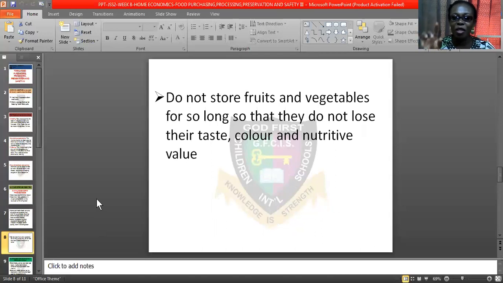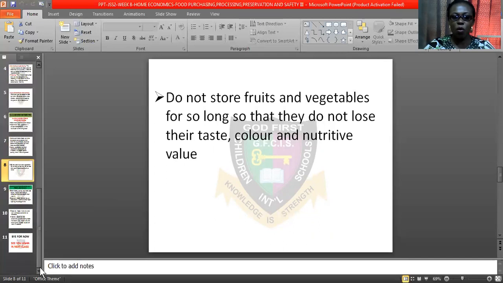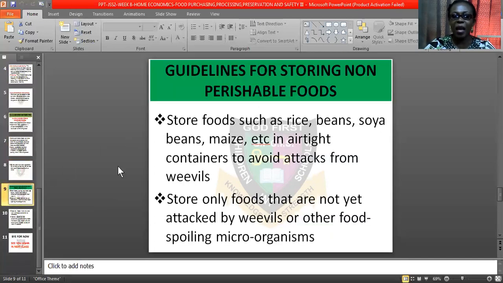Do not store fruits and vegetables for so long, so that they do not lose their taste, color and nutritive value. If you leave fruits or vegetables for like 1 week, I don't know what you are eating again. You are eating rubbish. The highest is 2 days. Are you getting? Take them, consume them so that the nutritive value will still be there. You will still get the taste, and the color of that fruit will still be there, even the vegetable. Is that taken? So let us go on as we look at the guidelines for storing non-perishable foods.